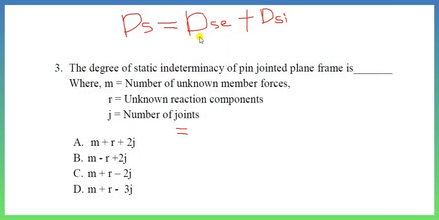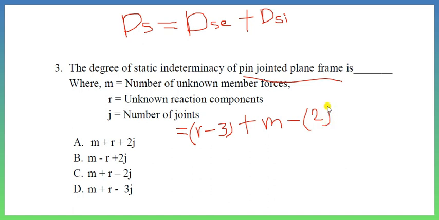So the degree of external indeterminacy for the pin jointed plane frame is R minus 3, and the degree of internal indeterminacy for the pin jointed plane frame is M minus 2J plus 3.